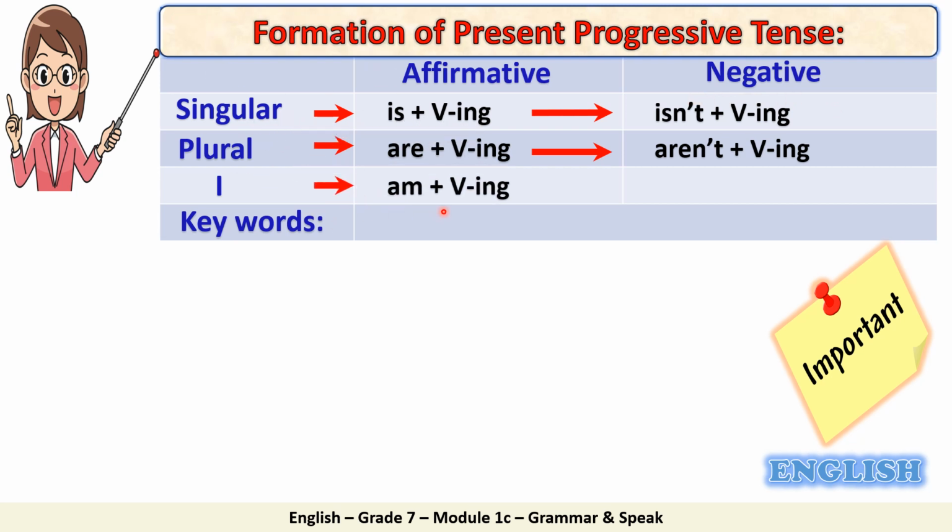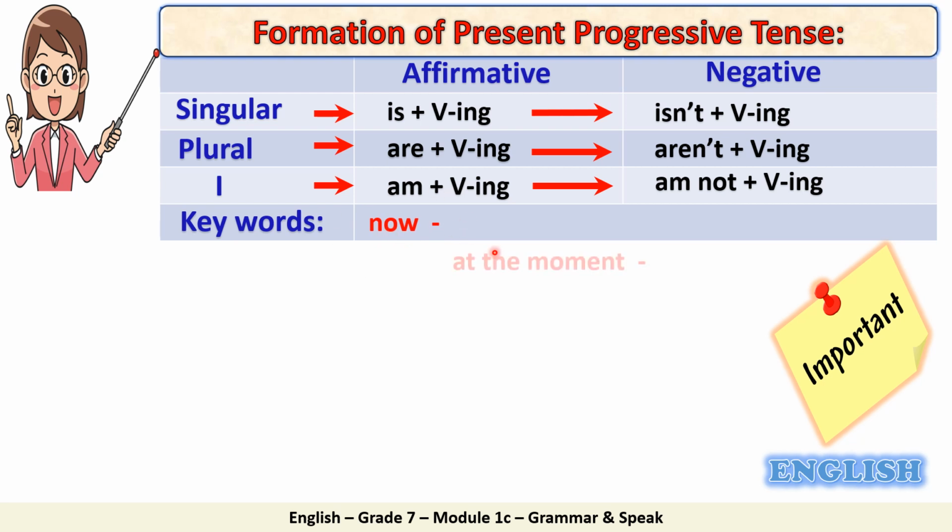For I, we use am followed by the ing form of the verb again in the affirmative form. And we use am not followed by the ing form of the verb in the negative form. Here we have some keywords to remember that are usually used with the present progressive tense.